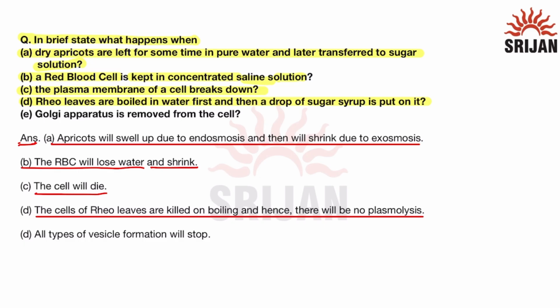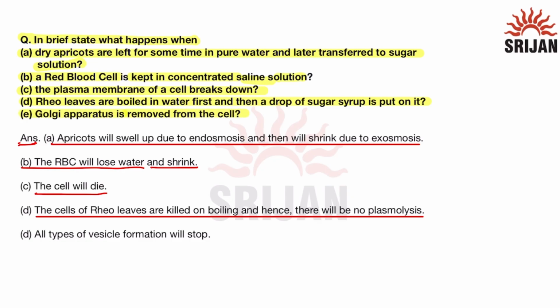When the Rheo leaves are boiled, it will destroy the cell membrane that is present, and then when a drop of sugar syrup is put on it, no osmosis will happen, because osmosis has one condition that it has to follow, that water molecules will move through a living membrane that is known as plasma membrane. So when we boil the leaves, the plasma membrane will be destroyed and there will be no plasmolysis or no osmosis.